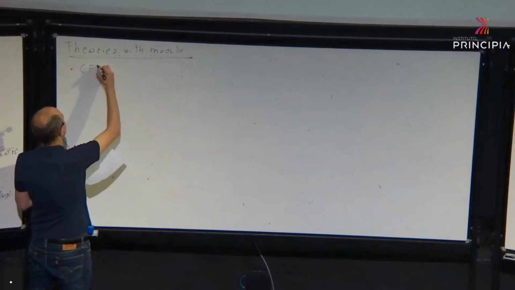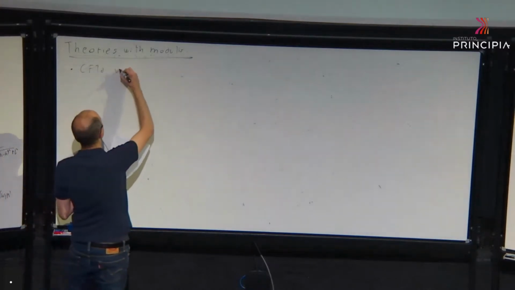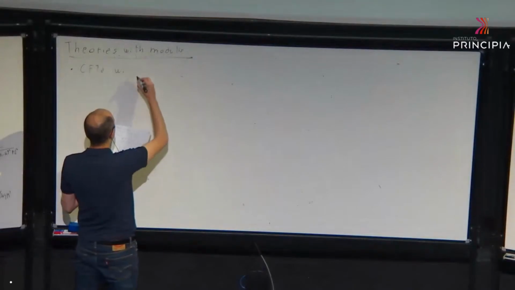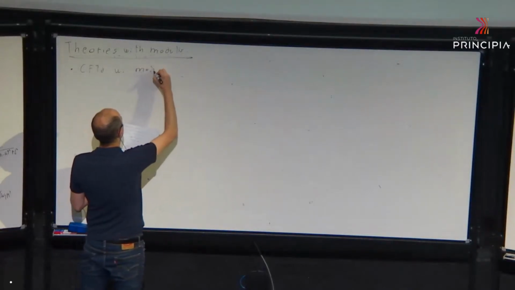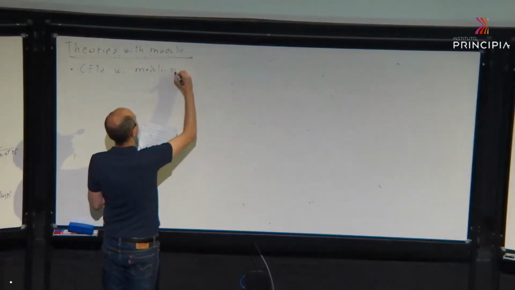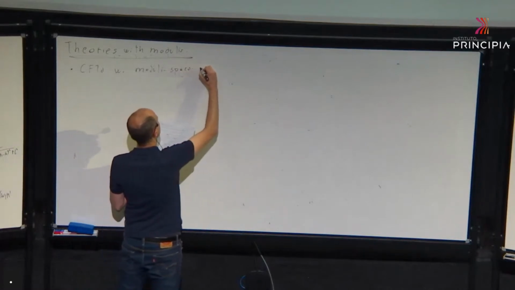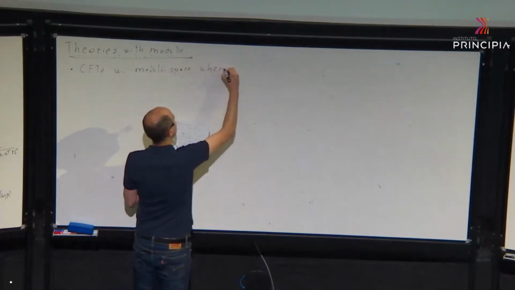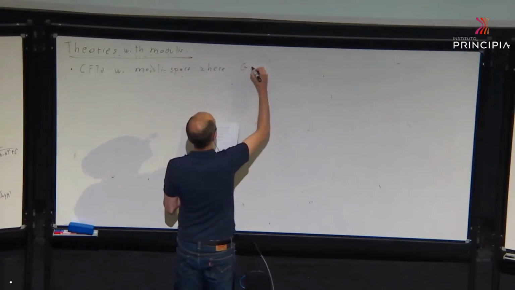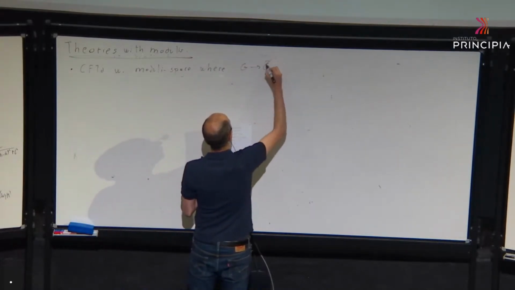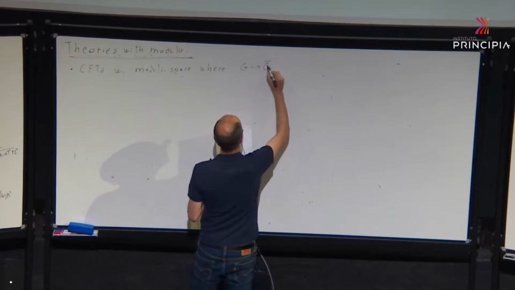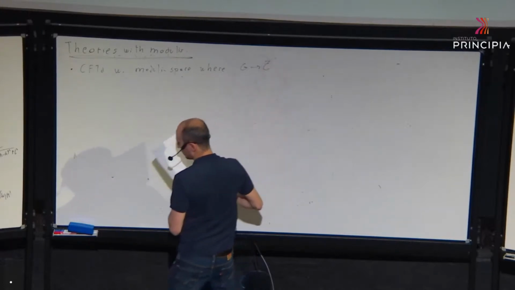So the setup now will be a CFT in D dimensions with a moduli space where the internal symmetry group is partially broken.